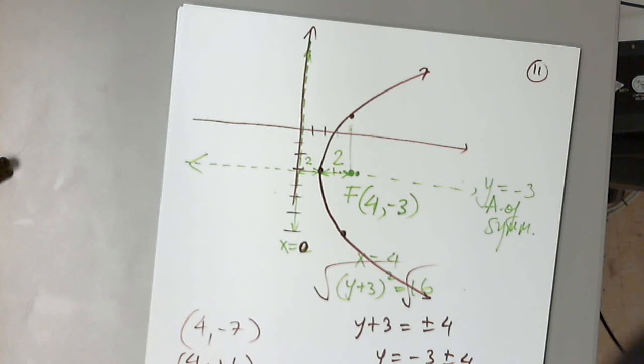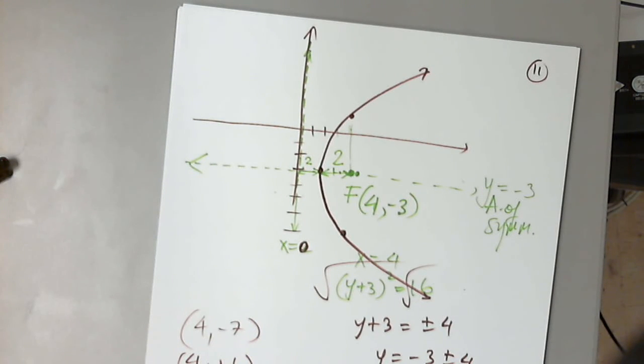It's 0, comma P if the vertex is at the origin. But in this case, it cannot be 0, comma P because it's a shifted conic section. It's a shifted problem. So in this situation, we have to add P with the other coordinate, like the x and y, whatever the case is. Yeah, so that's why we had 4 here.